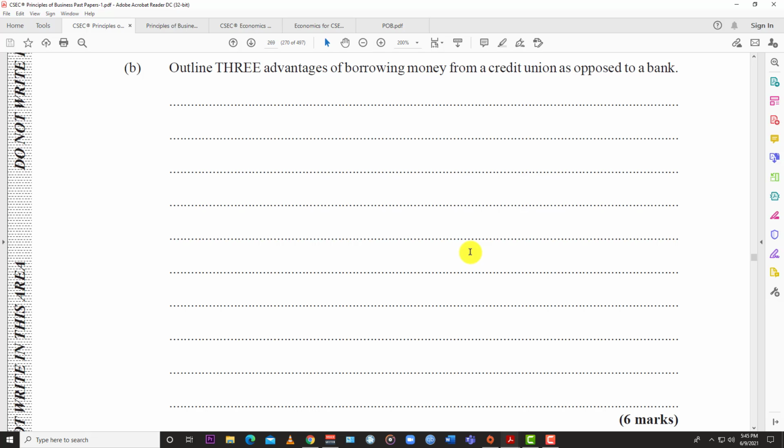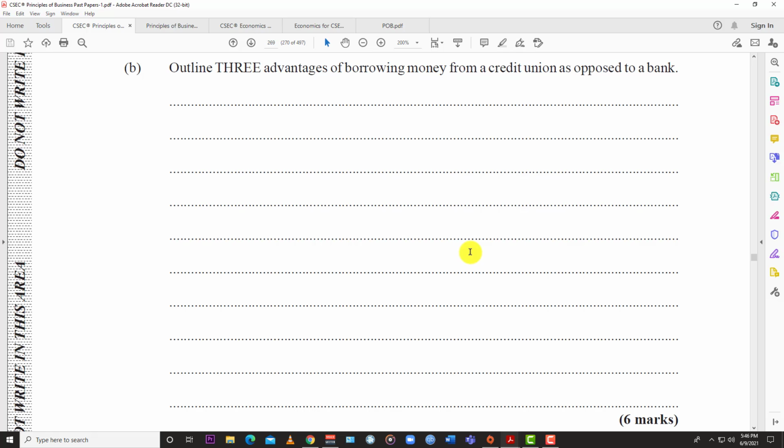So that's 3. Another thing that credit unions have over banks as it relates to borrowing money is that, like I said before, you have to be a member of the credit union in order to even engage them with these kind of things. But as such, that means that your probability of getting the loan is a lot higher than if you were to go to a commercial bank who don't really know you.